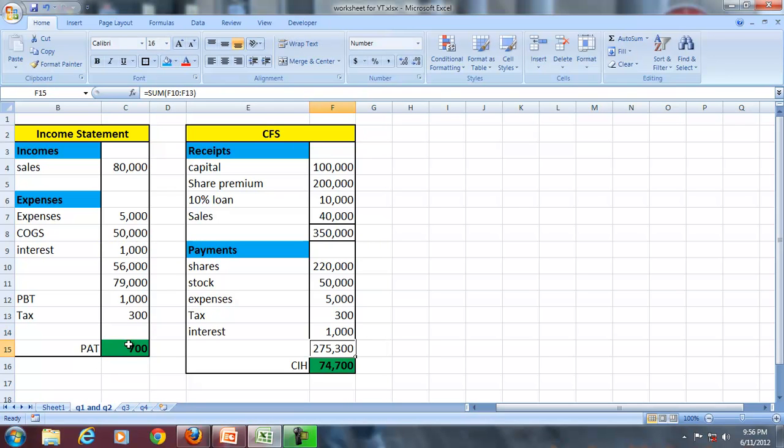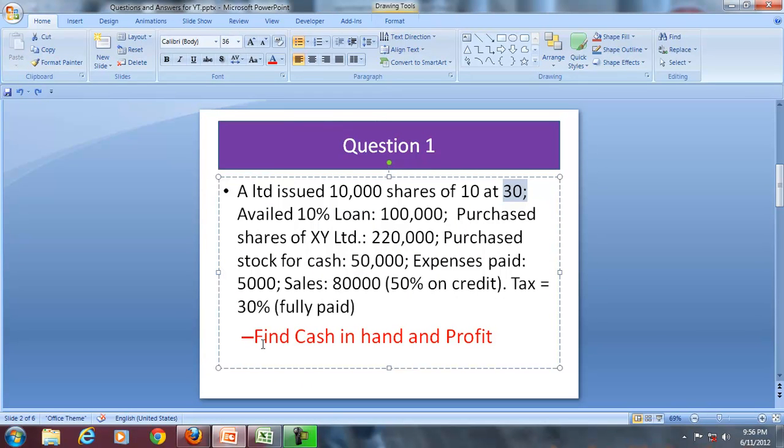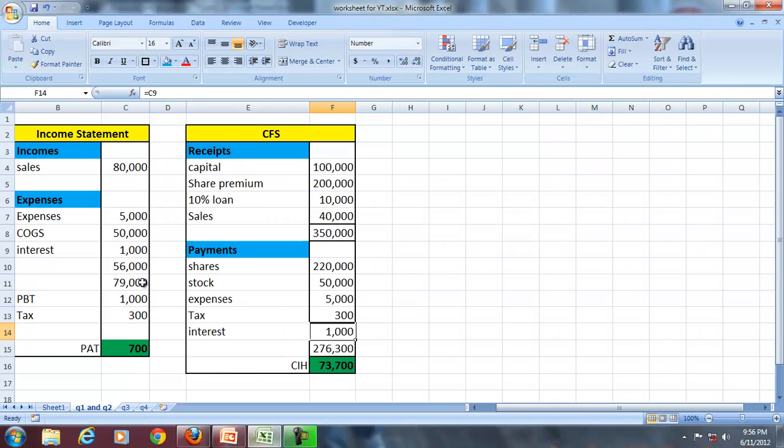no change in the profit, but the cash in hand will change because there is an outflow of cash to the extent of 1,000. So for a given transactions like this, it is possible to find profit and cash in hand by preparing the income statement and cash flow statement. And in this question the profit is 700 and cash in hand is 73,700.